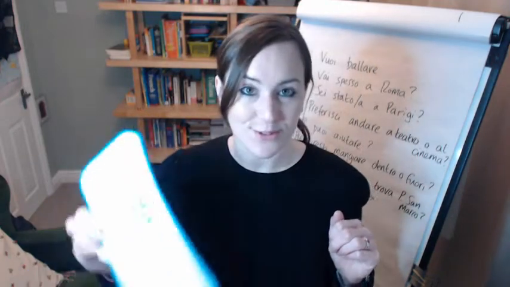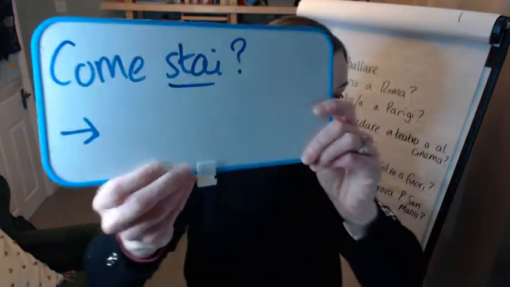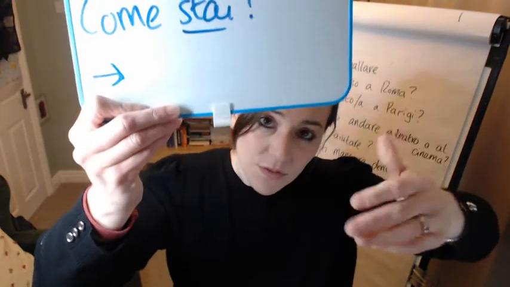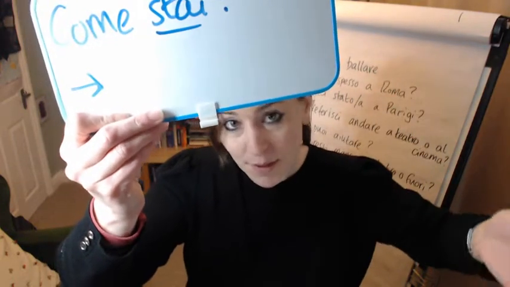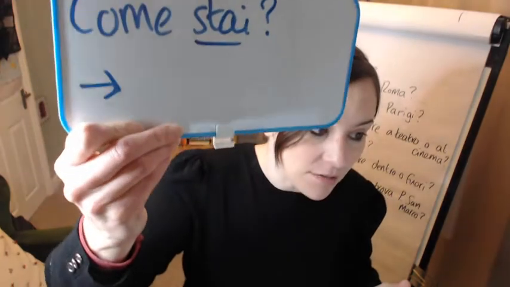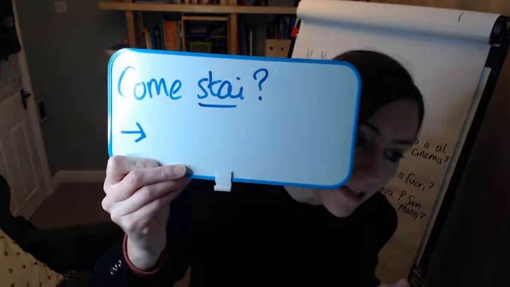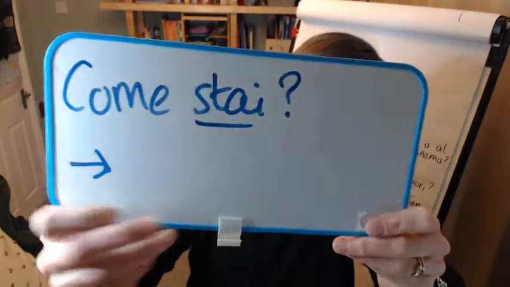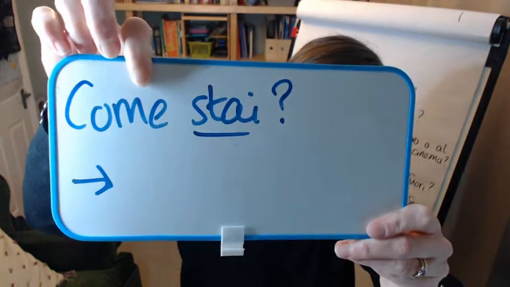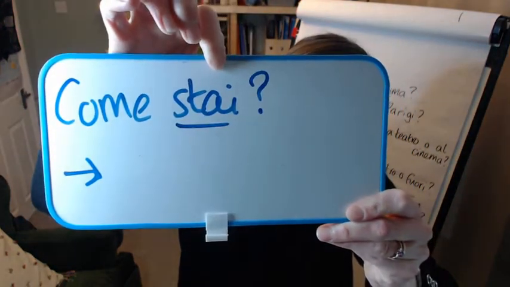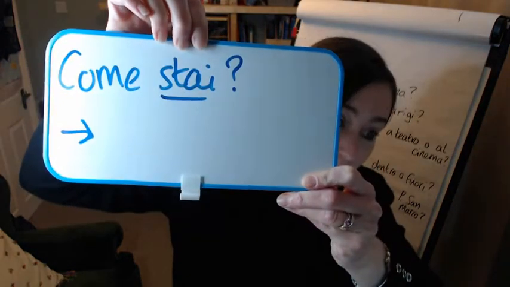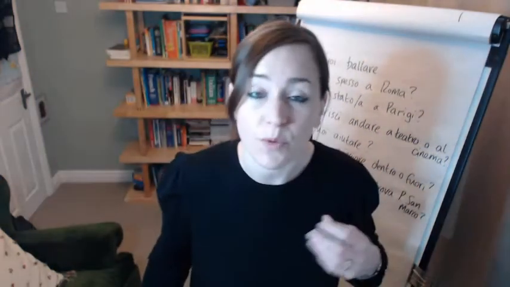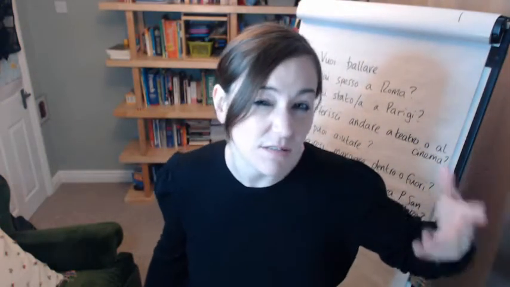So I thought we'd start off with a question you may be familiar with. Hopefully you're familiar with this. Come stai? So if I'm talking to a friend of mine or a colleague or my husband or my family member, I might ask them how they are. Come is the question word, which means how, and stai is the verb stare, which means to be. It's the one that we use when we're asking someone how they're feeling, how they are in themselves, if you like.